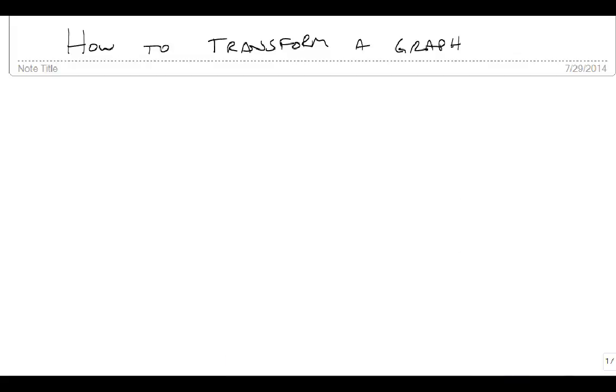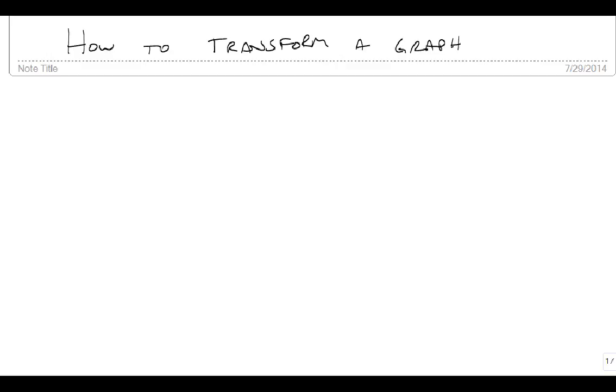So now we've talked about all these different ways of transforming a graph. We've got shifting, we've got scaling, we've got reflecting. So the question is, how do we throw all these together? And more particularly, once they're thrown together, what order do we do them in? And so that's what this video is about.